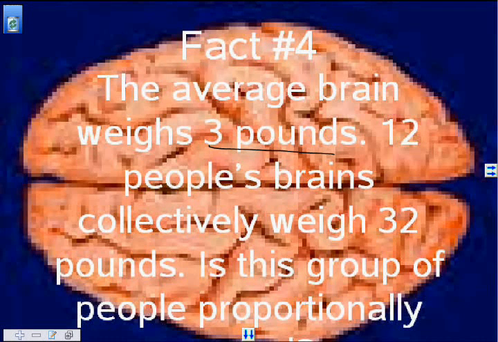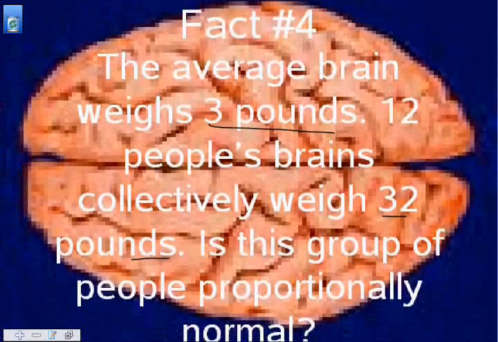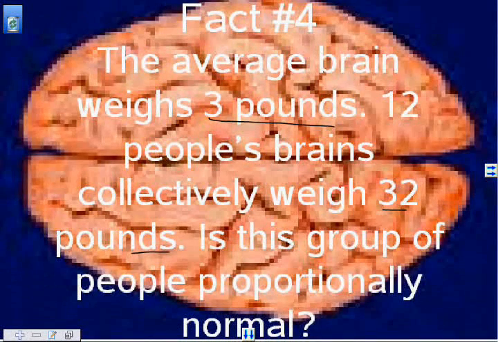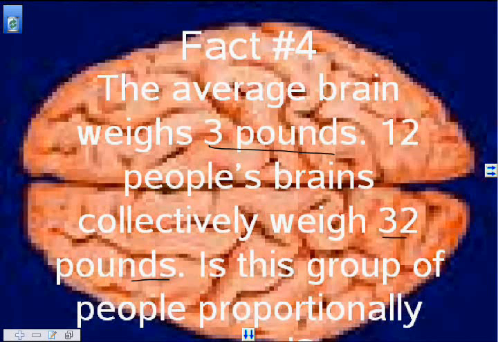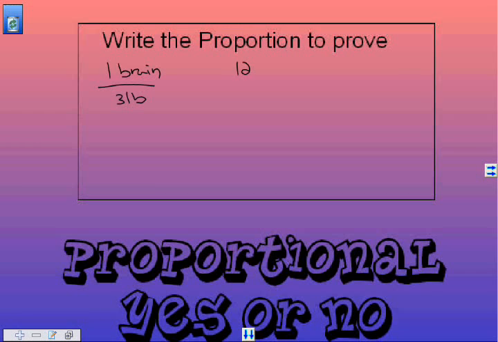Next one. The average brain weighs 3 pounds. 12 people's brains collectively weigh 32 pounds. Is this group of people proportionally, let's bring this down, normal? So the average brain, that would be one brain, is 3 pounds. One brain, 3 pounds. 12 brains, 32 pounds.